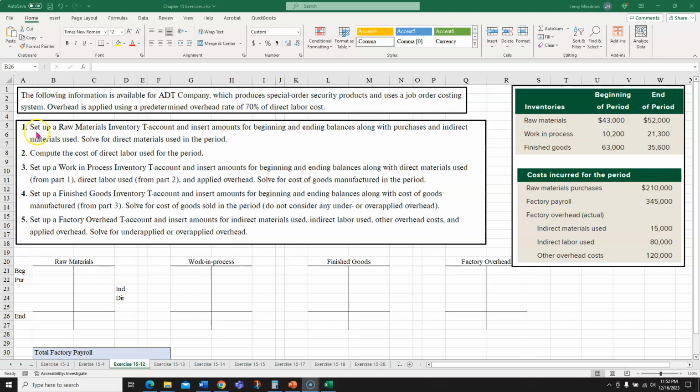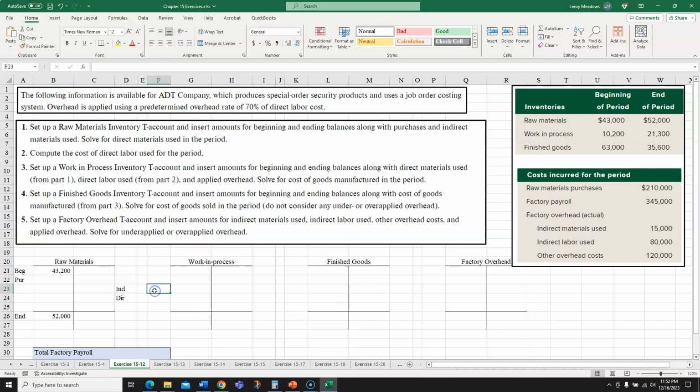So first of all, we're asked to set up a raw materials inventory T account and insert the amounts from beginning and ending balances, along with purchases and indirect materials used. And we're to solve for direct materials used in the period. Okay, so I've got all the T accounts for everything set up here. So let's go ahead and take my beginning balance. What's my beginning raw materials balance? $43,200. My ending balance is what? 52,000.